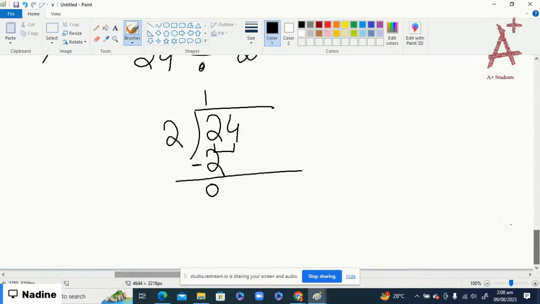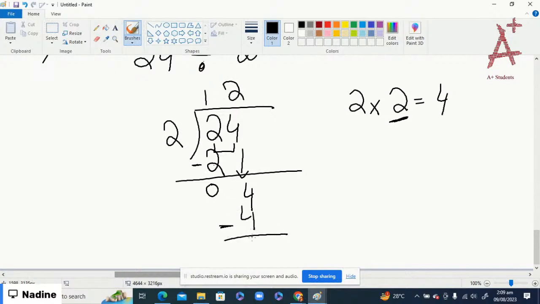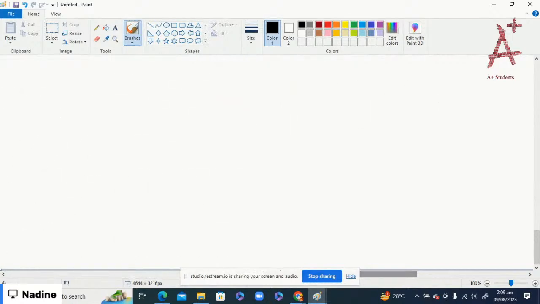Now putting down this 4. So 2 times which number is basically 4? Think about it and then tell me. 2 times which number is 4? 2 times 2 is 4. And we always put the middle number on the top. So 2 times 2 is 4. Now subtract it. 4 minus 4, that is 0. And here 12 is your answer. Okay, let's solve one more question related to that one. Let's do it.